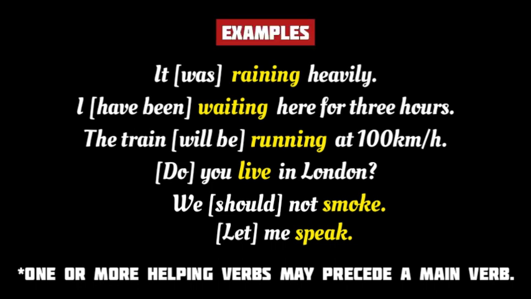In the last example, "Let me speak," "let" is the auxiliary verb and "speak" is the main verb. Here the auxiliary "let" expresses the speaker's wish. Mind you, as is evident from the second and the third sentences, more than one helping verb may come before the main verb in a sentence.